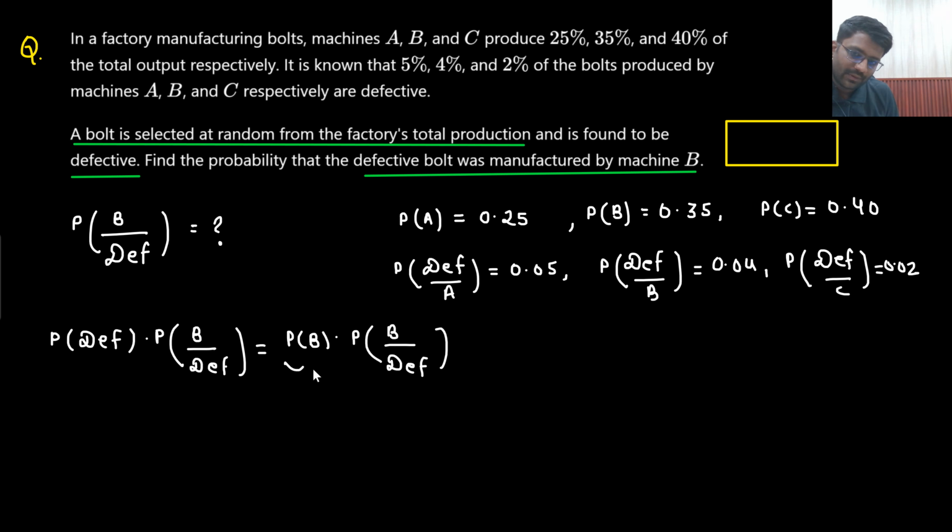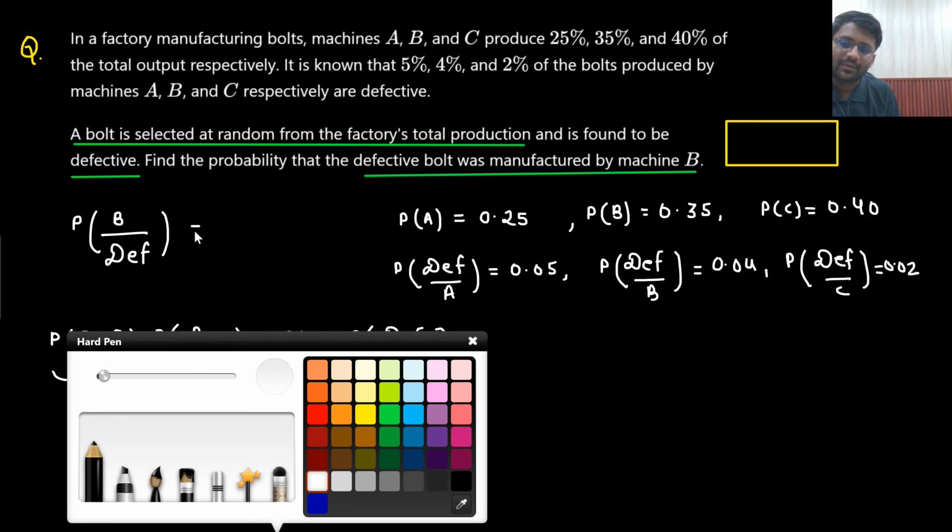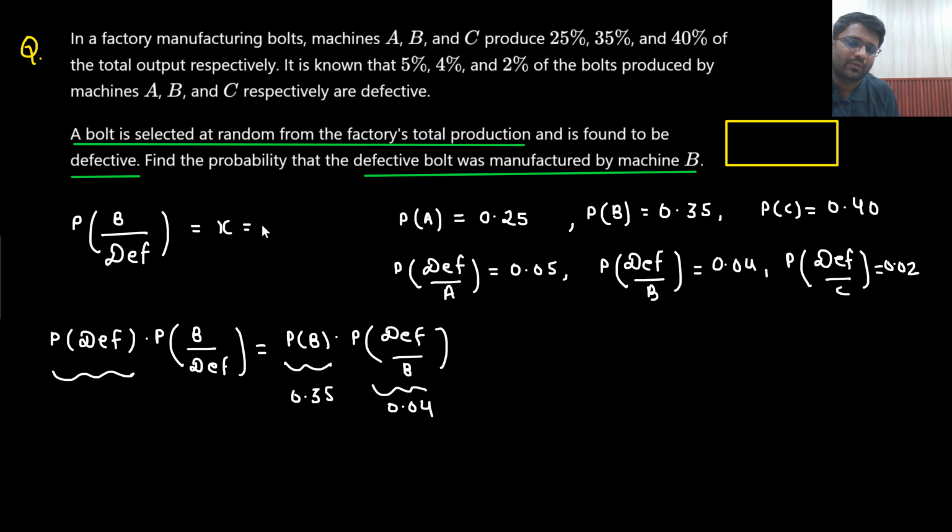Do I know this value? Sorry, defective given B. Do I know this value? Yes sir. What is this value? Probability of B, that is 0.35. And this value is 0.04. Do I know this value? I am supposed to find it out. I don't know this value, but let's say this value is X, because this is what I am supposed to find out.